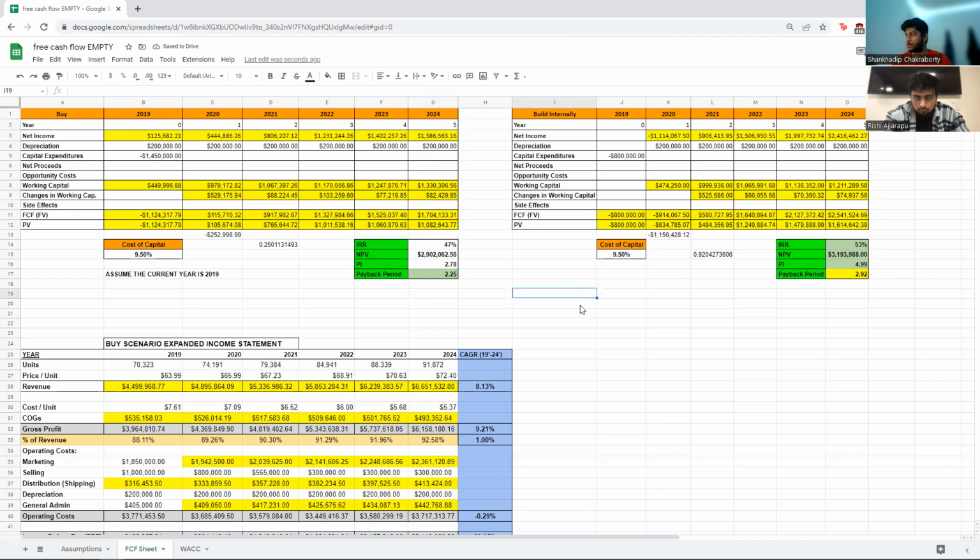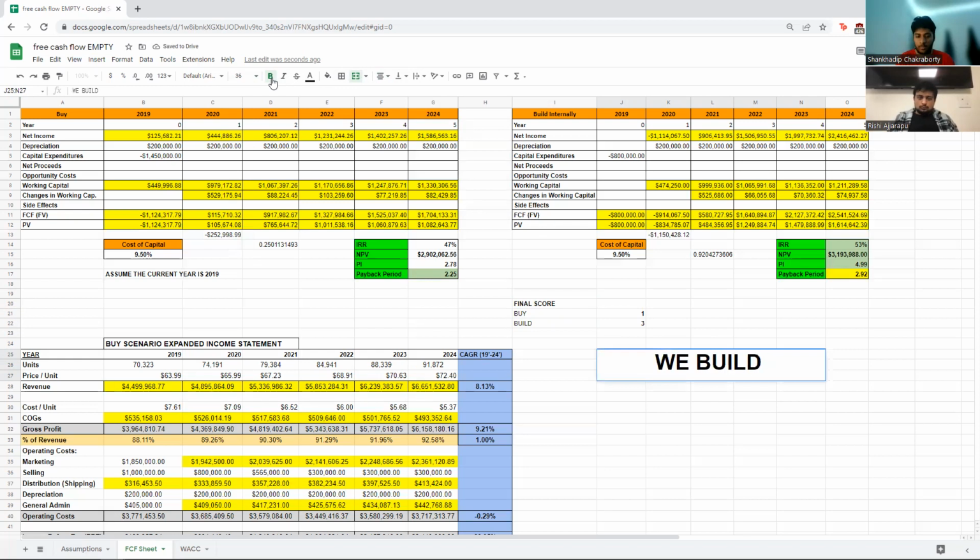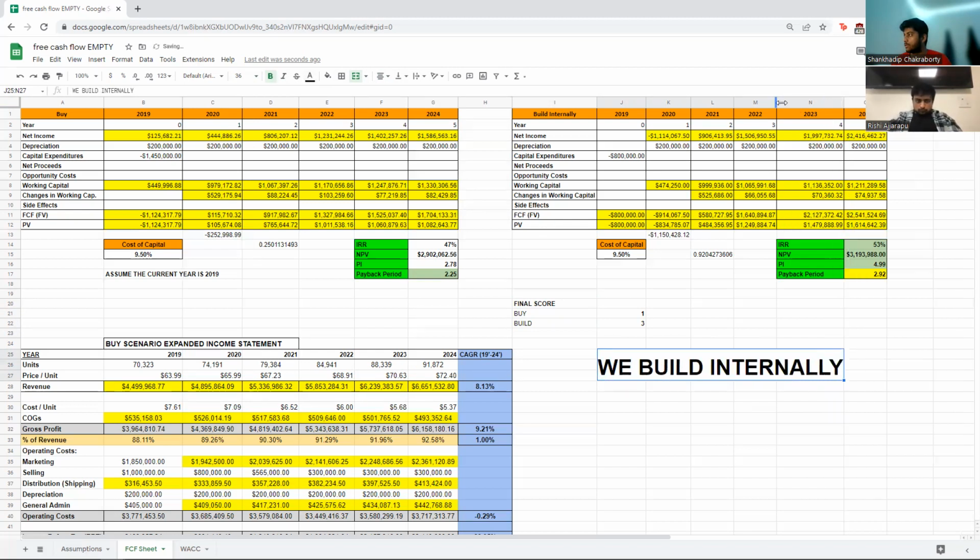So let's do a final score. Buy, build. Okay. So how many does buy have? They have 1 win. And how many does build have? Build has 3 wins. Right. So what's the final recommendation here? I'm going to make this as big as I possibly can because it's super important. We build internally. Make this a little bigger. All right, look at that.